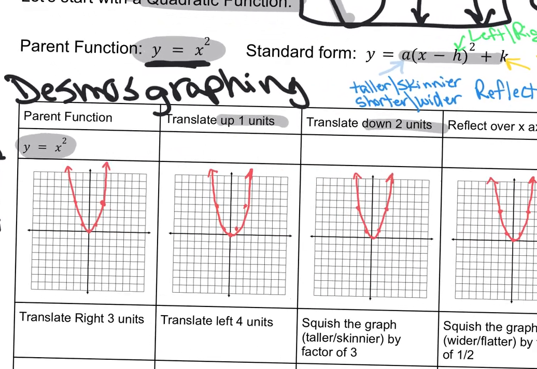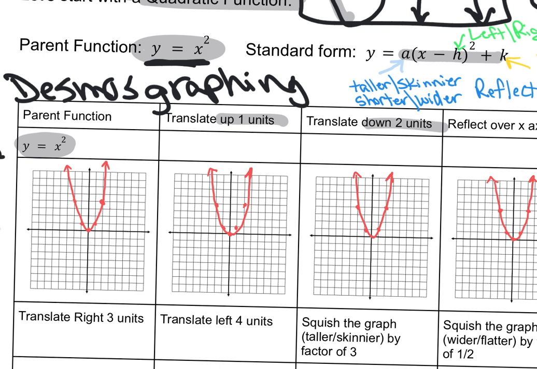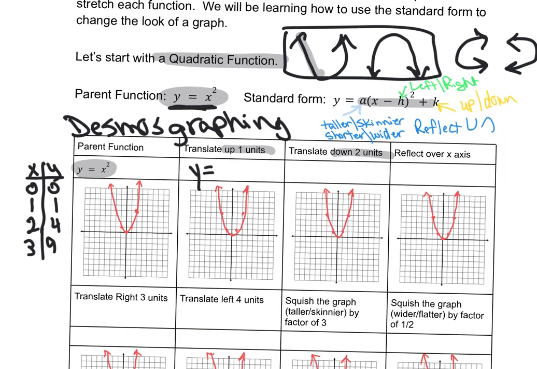And then what we're going to do first is figure out how we translate this red graph up 1 unit. What that equation is going to look like is going to be in this box. We're going to write the equation here. And remember, we said we're going up 1 unit. That number on the outside of the parentheses moves things up and down. Well, if we are going up 1 unit, we're going to have y equals x squared plus 1, because we're going up 1.